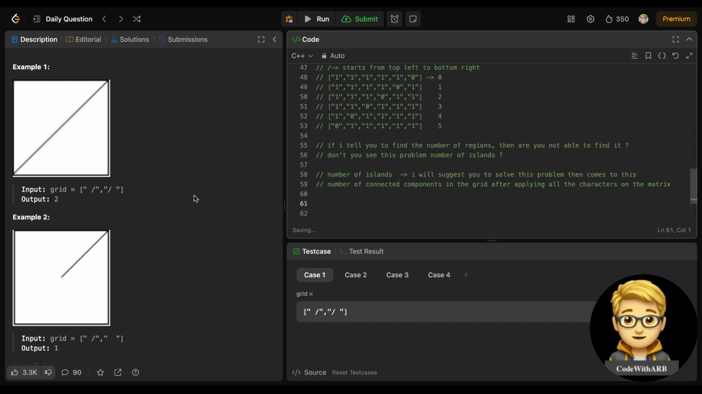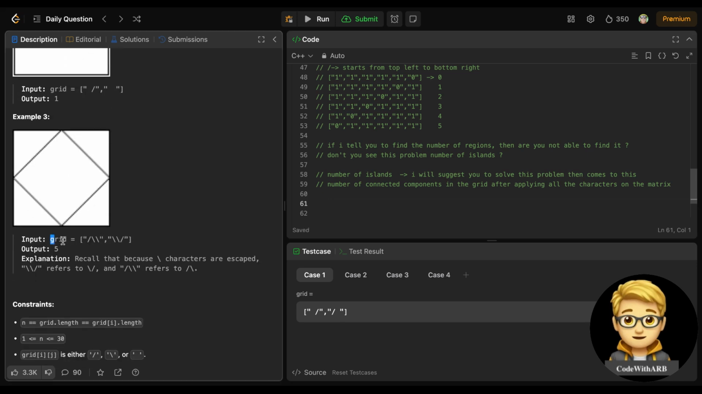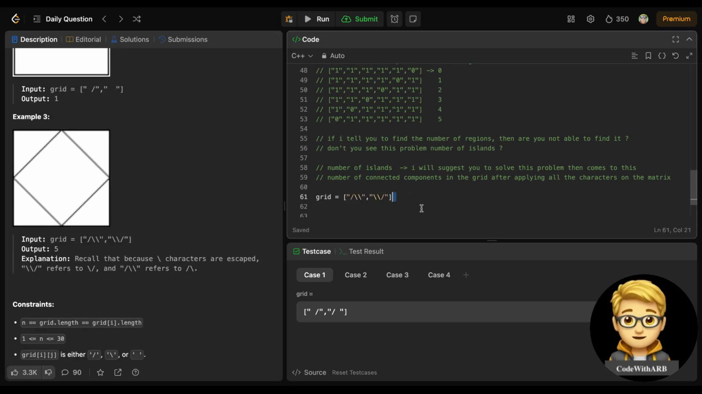Just imagine, let's take a second example, which is this grid. This will give you a better perspective. It is also 2 cross 2. Don't see this as a 2, take it as a 1.